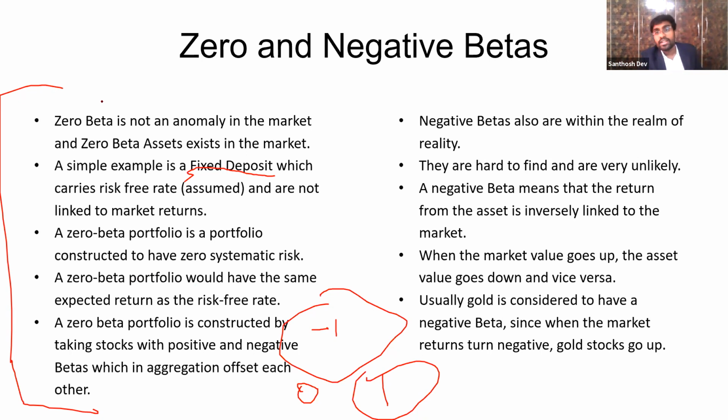And then negative betas. Negative betas are not out of the realm of reality. They're still there, but very hard to find. Predominantly, it is gold. When you look at the market, when the market goes down, gold goes up. The previous case study that I told you is still holding good. Real estate has moved out, but gold has still remained the same. Now, let's move on.